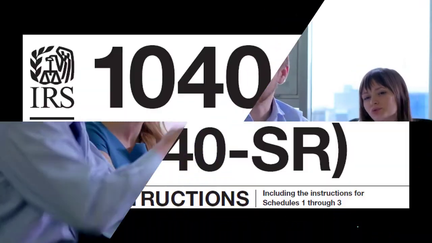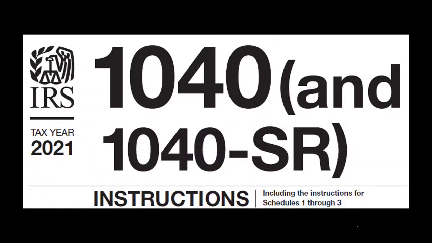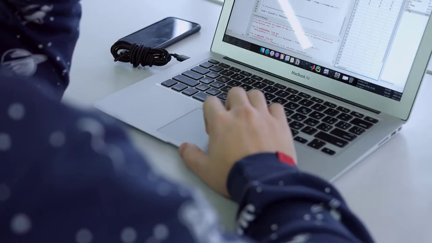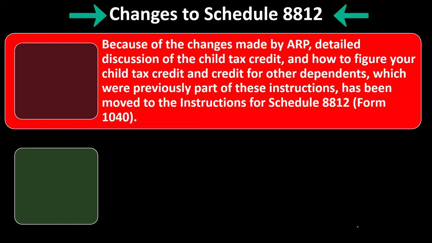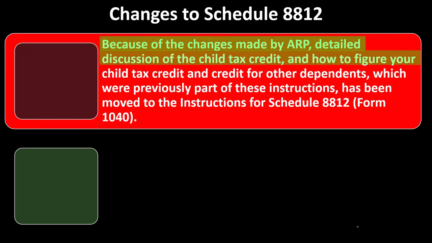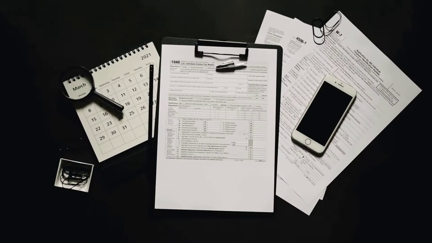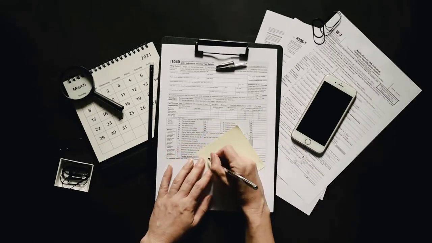2021-2022. This information can be found in the Form 1040 Instructions for Tax Year 2021 found on the IRS website, irs.gov. Changes to Schedule 8812. Because of changes made by ARP, detailed discussion of the child tax credit and how to figure your child tax credit and credit for other dependents, which were previously part of these instructions, has been moved to the Instructions for Schedule 8812 Form 1040. So in other words, the child tax credit had significant changes to it.